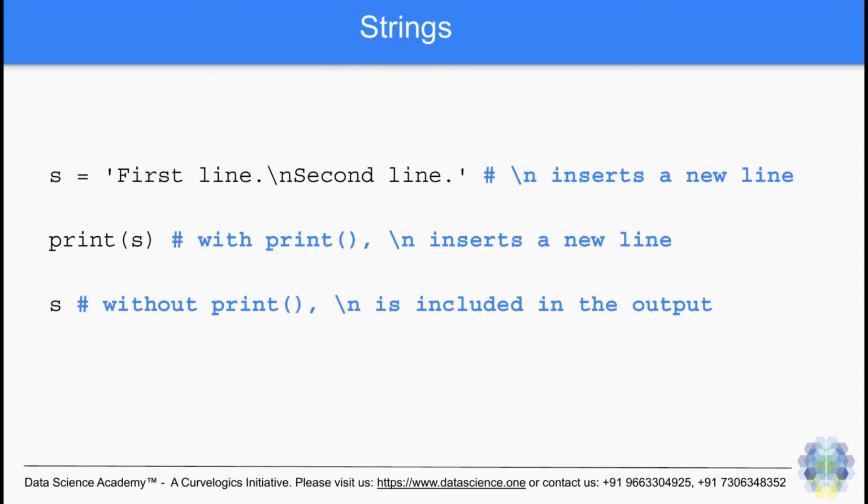In your IDLE, create a variable s, assigning the string as shown here. First line, dot, \n, followed by second line, all enclosed within single quotes. When using the print function on variable s, \n inserts a new line. When s is typed as such without the print function, the \n is also included in the output.